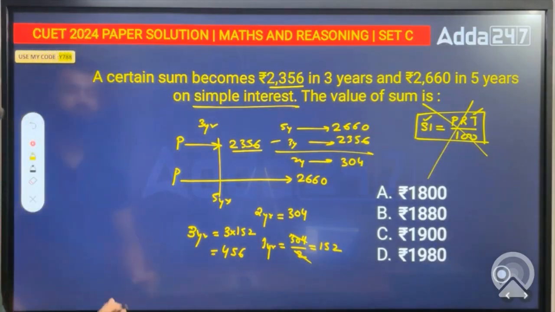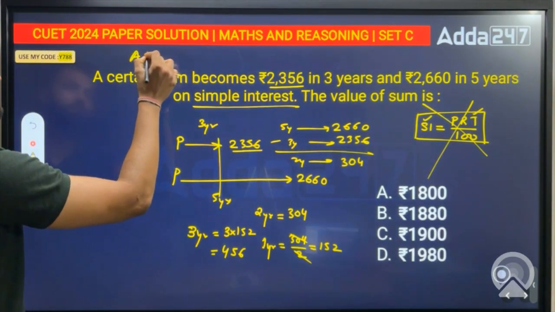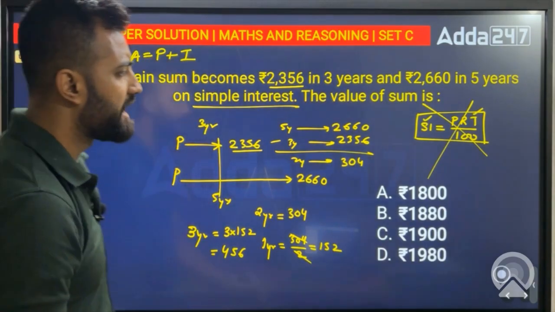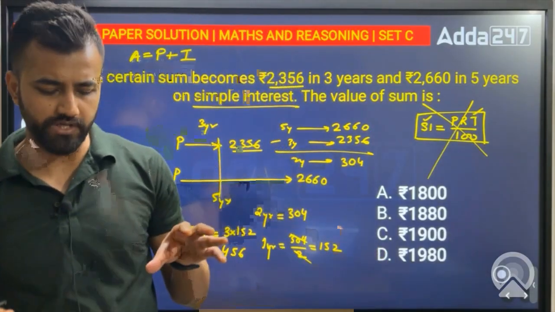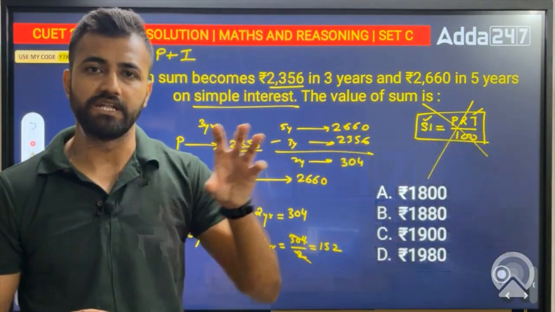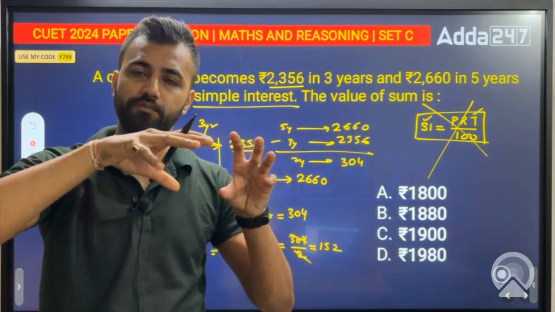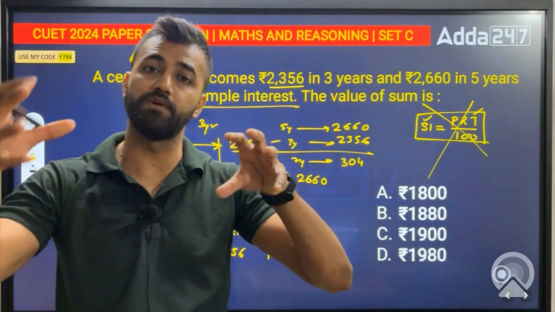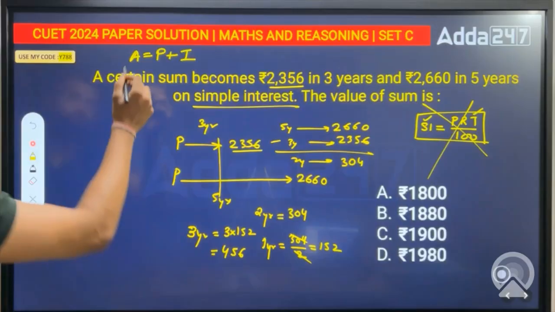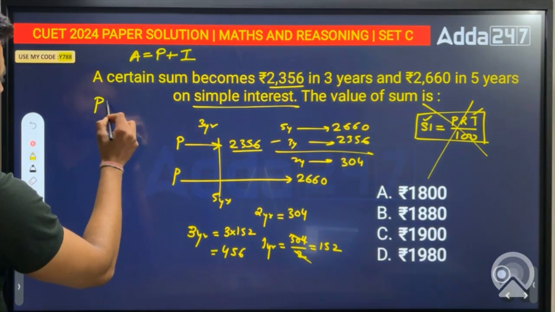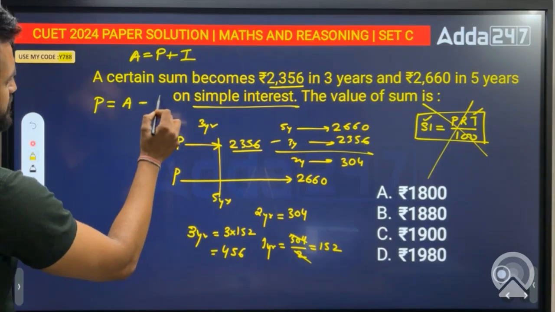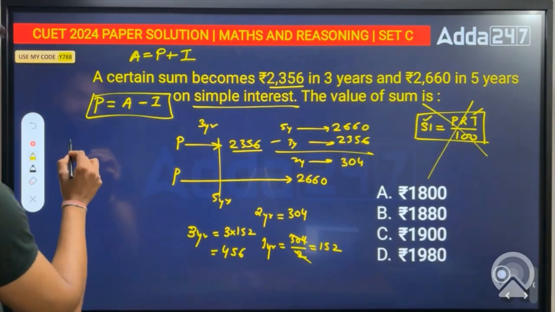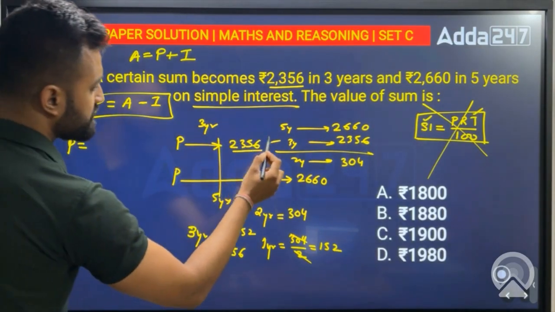So what is the principal? The amount is principal and the interest. If you go to a bank, you take a loan. That loan is your principal. And on that principal, the bank will take some interest from you. So you'll pay some amount. The amount is the principal that you're paying, along with some interest. So amount is principal plus interest. So here principal will be amount minus interest. Simple. So I can find the principal from this. The amount is 2356.